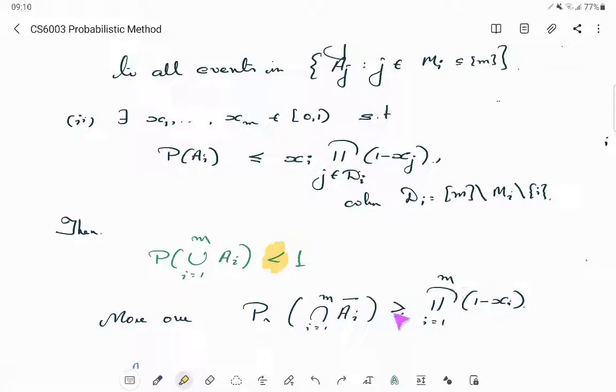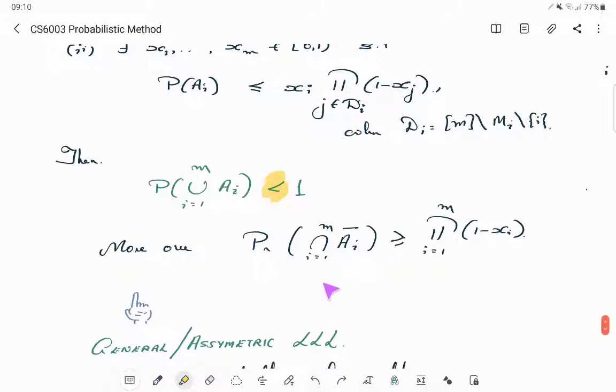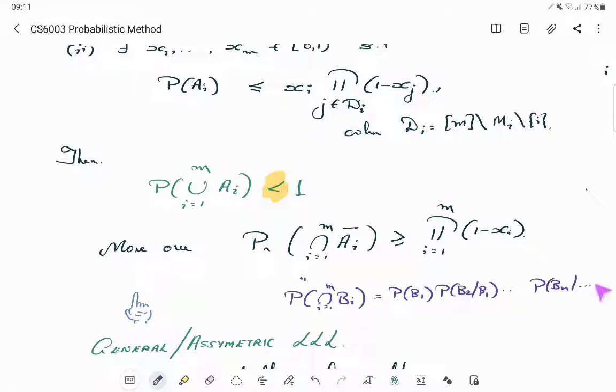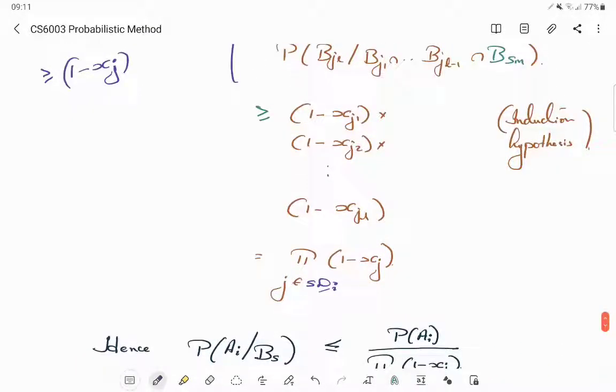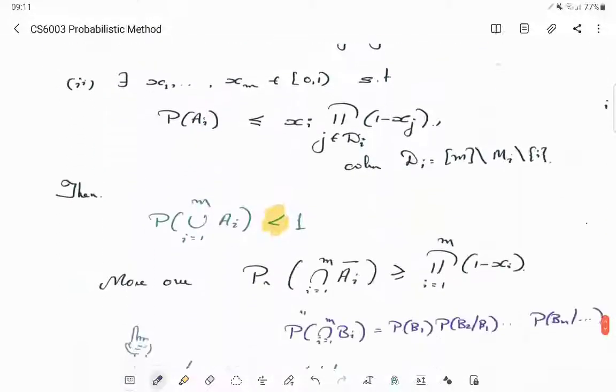You can verify this by just expanding this intersection, i equal to 1 to m of the bi's. This is nothing but p of the intersection of bi, which is p of b1 times p of b2 given b1, and so on, up to p of bm given all the other events. Now each of them, you know what bound you will get. It is at most 1 minus xj, right?